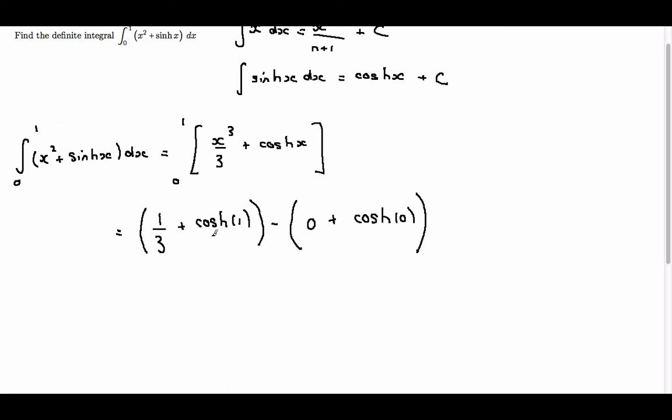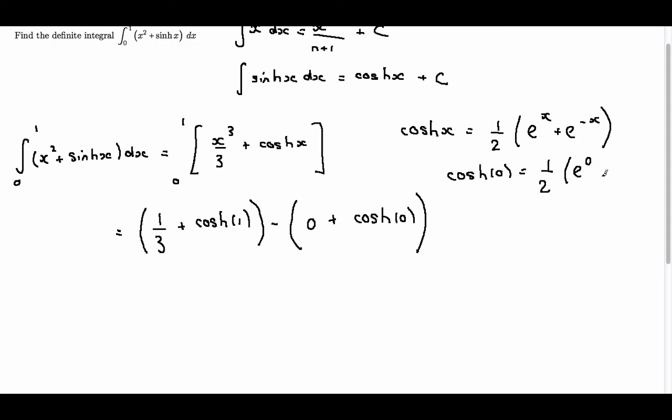Now to work out what cos of 0 is, we can go back to our definition of cos x, which is a half e to the x plus e to the minus x. So clearly cos of 0 is a half e to the 0 plus e to the 0, which is 1.